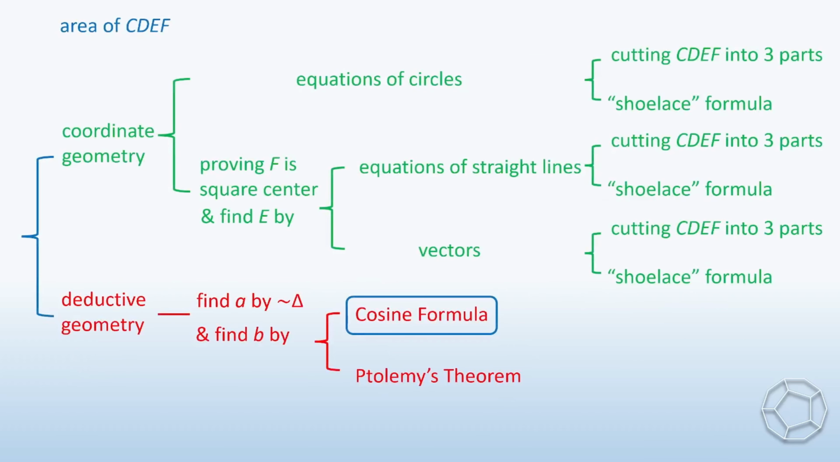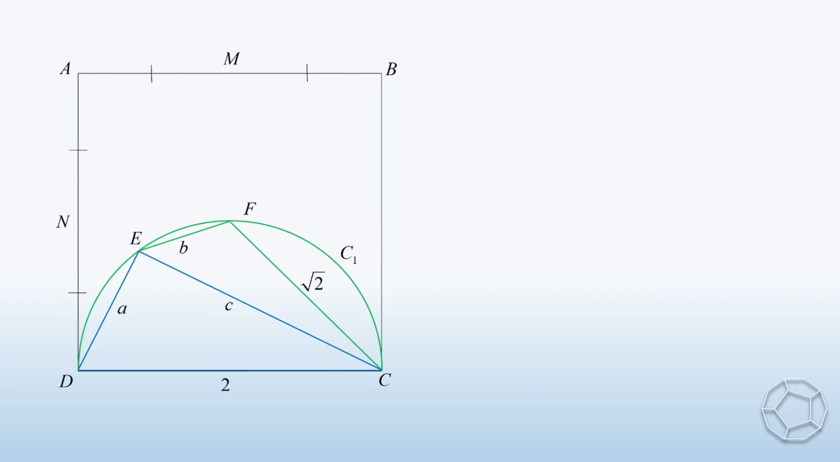Using the cosine formula is quite complicated. Let's see how to apply the powerful Ptolemy's theorem to find the value of b. Here we need another diagonal. Let it be small letter c. We look at this blue triangle. Then this angle at point E is equal to 90 degrees because of the angle in a semicircle.